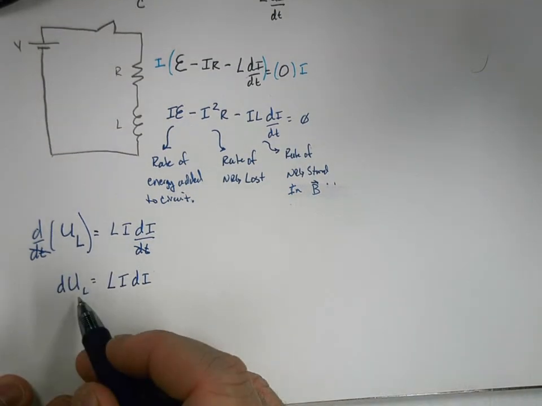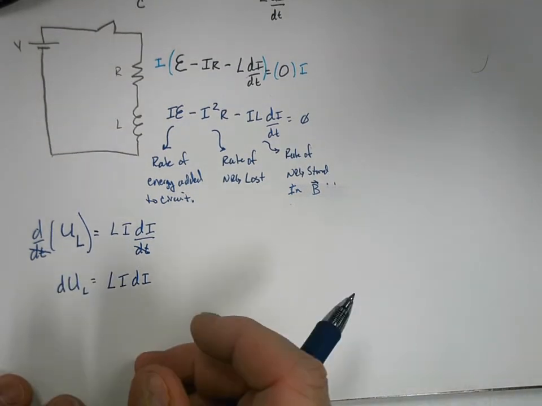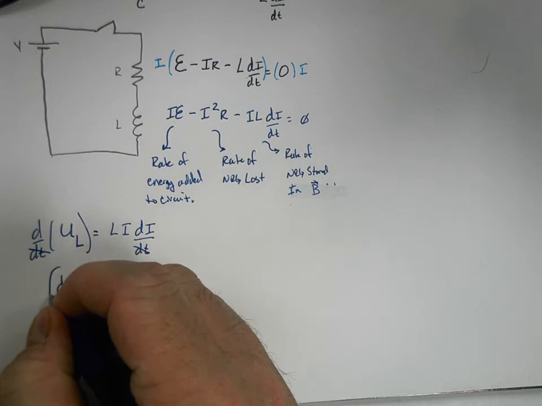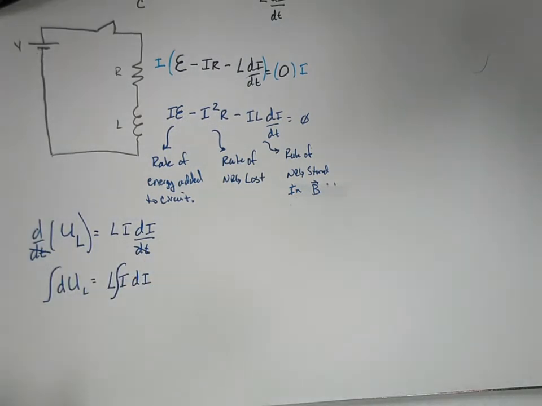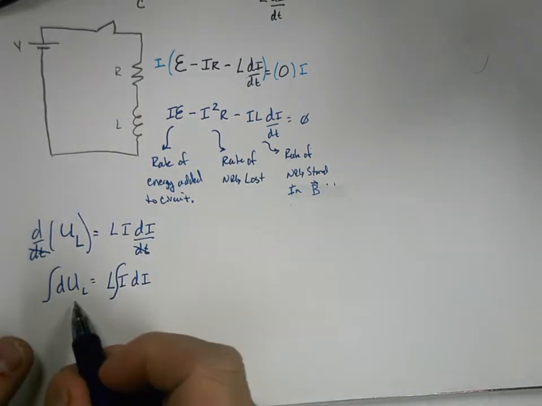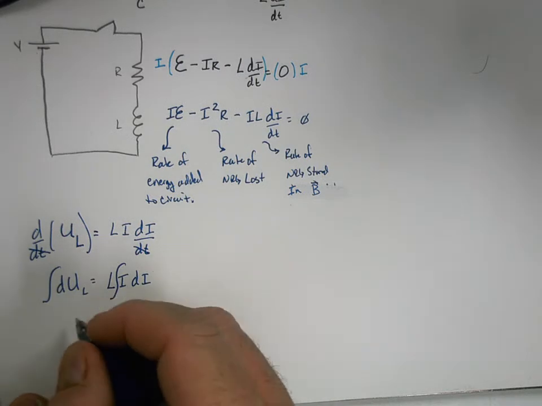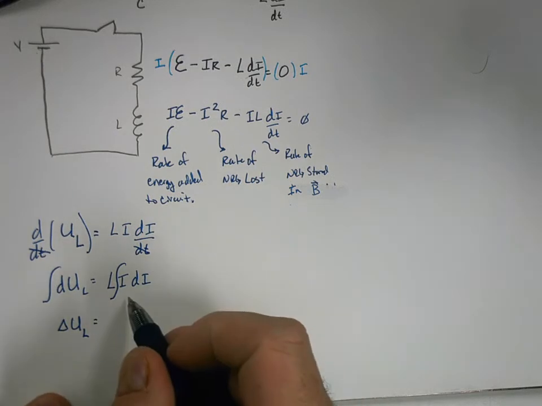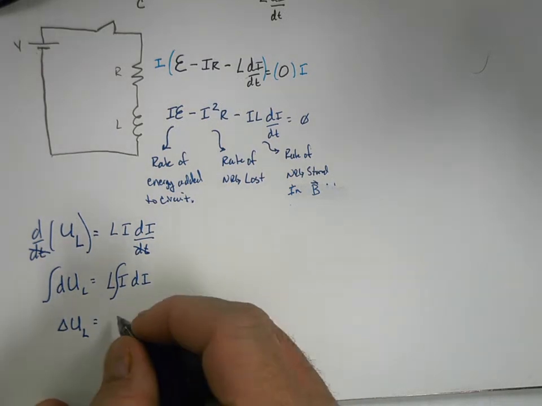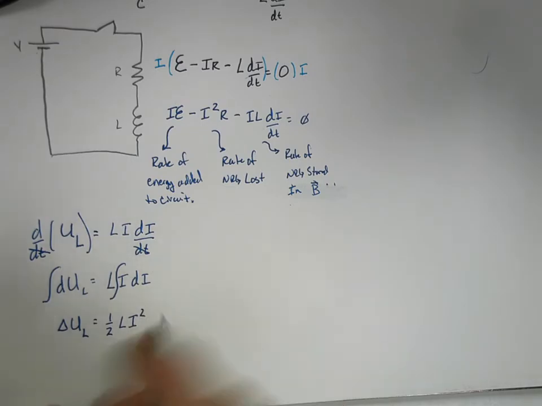Well, if we have a d here and we have a d here, then we can integrate both sides, yeah? So we're going to integrate both sides. Right, the L is a constant, so we take it out. This is easy. This is U. This is our change. Our total change in our potential energy is going to equal, well, what's this going to be? L I squared over 2. 1/2 L I squared. Does this look familiar to you guys?